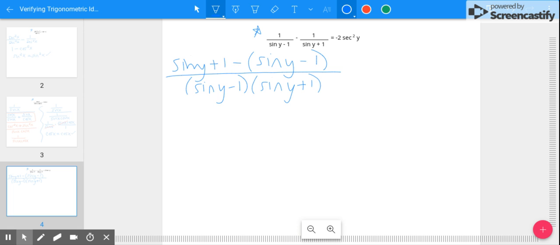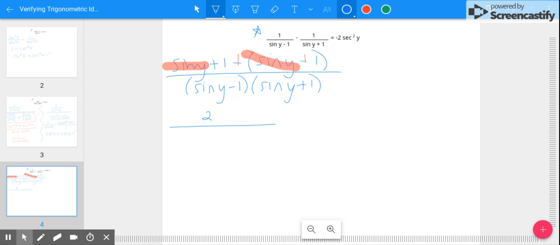So from here, we can clean up the top. First thing I'm going to do, like I said earlier, is distribute the negative. So that means we're going to have a positive sine y and a negative sine y. Those two are going to cancel, which means in the numerator, I'm simply left with a positive 2.